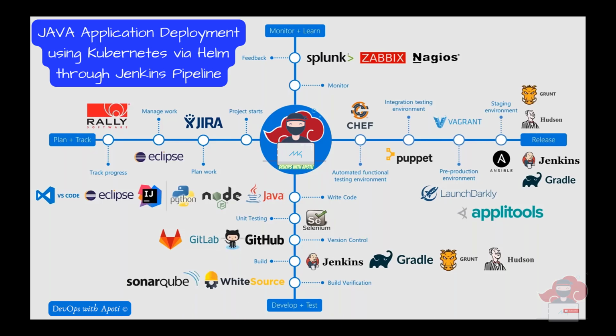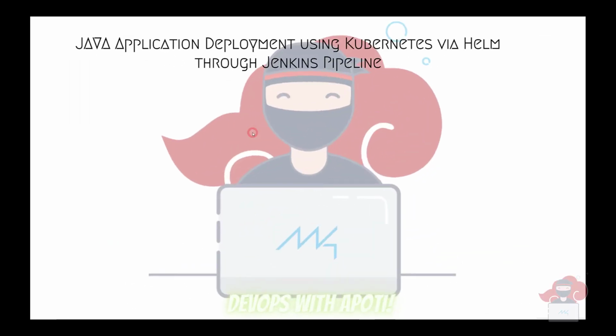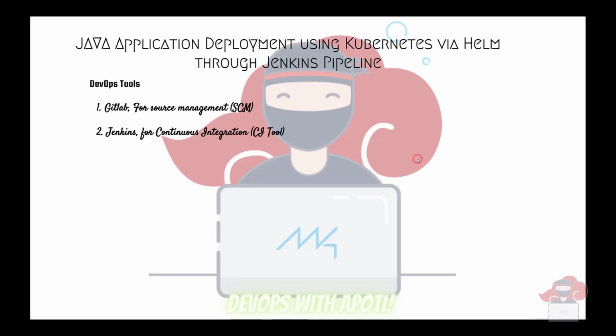The tools which are used in this will include a few DevOps tools. First of all, we have GitLab, which will act as our source code management tool. Secondly, we have Jenkins for continuous integration and continuous deployment. Our third tool will be Maven, which we use to build our Java application, our build tool.